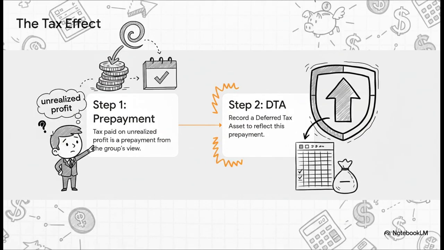But wait, it gets even more fun. There's a tax twist. The company that made that internal sale, it probably paid income tax on that unrealized profit. But since the group hasn't actually earned the profit yet, that tax payment is kind of like a prepayment. So we have to record a deferred tax asset to show this, which has the nice effect of reducing the group's total tax expense for that year.